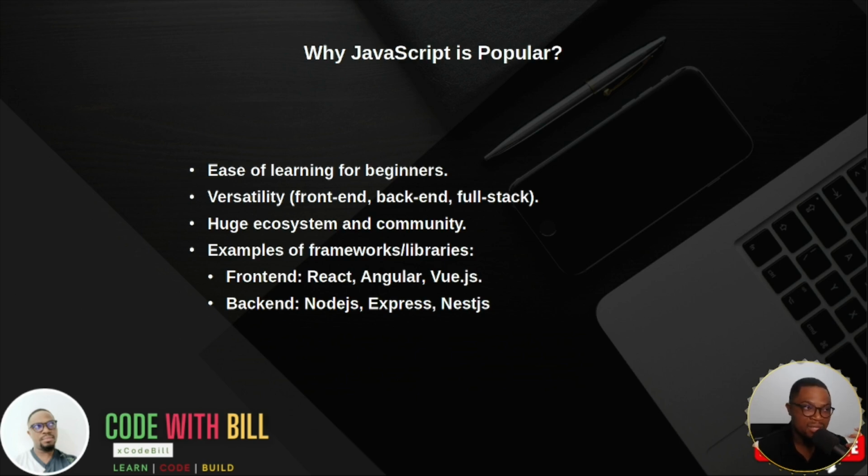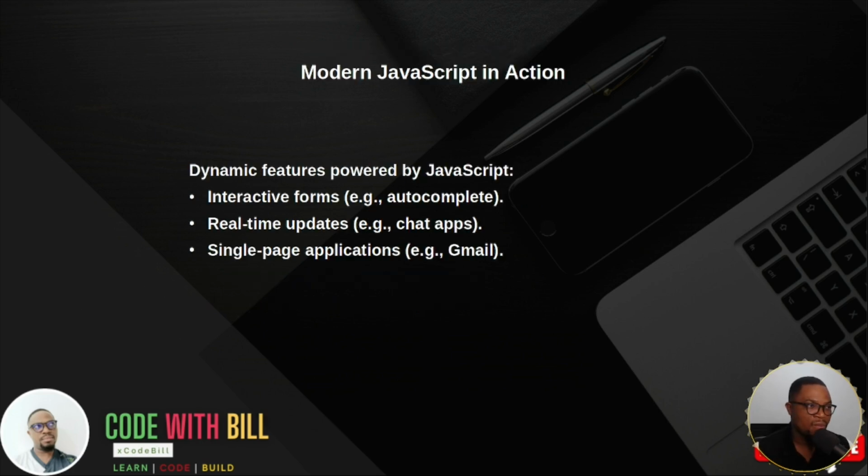It's also very versatile in the sense that you can use it to build front-end, back-end, or full-stack applications. It has a huge ecosystem and a huge community, which means that if you run into problems, you always have someone who has had that problem and can help you solve it. Examples of frameworks or libraries you can use to develop with JavaScript are React, Angular, and Vue.js for the front end, and Node.js, Express, and Nest.js for the back end.